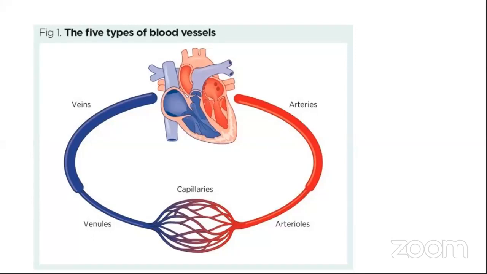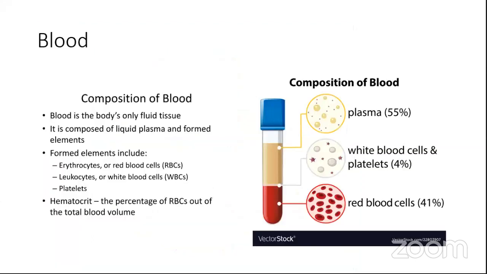Okay, next we move on to the blood. Blood is a connective tissue. Already we discussed that blood is classified as a connective tissue. It is the only fluid tissue in the body. This blood is composed of two elements. One is plasma, another one is formed elements.